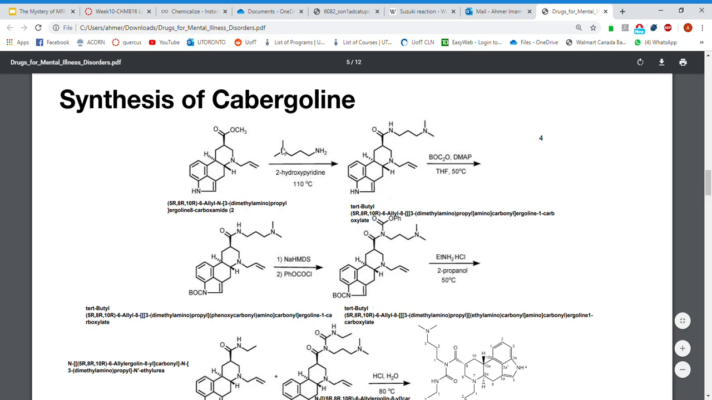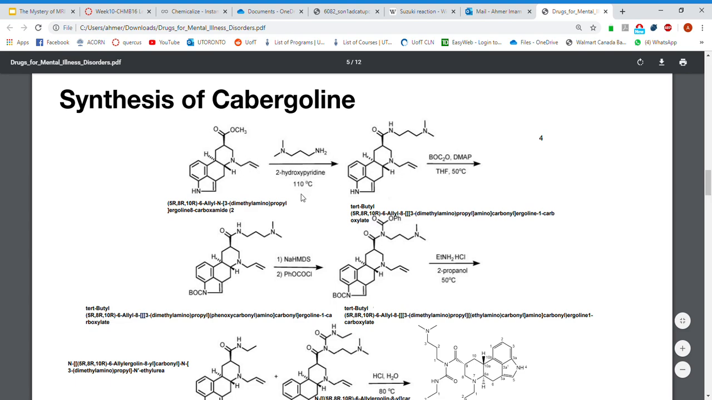Okay, when you add this tri-substituted amine under 2-hydroxypyridine and 110 degrees Celsius, what happens? What happens in the first step, basically?